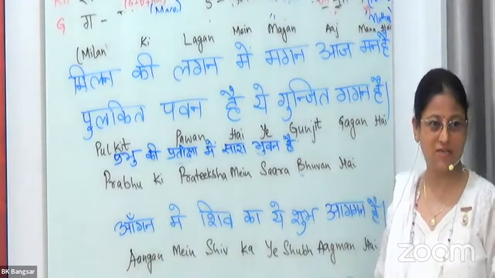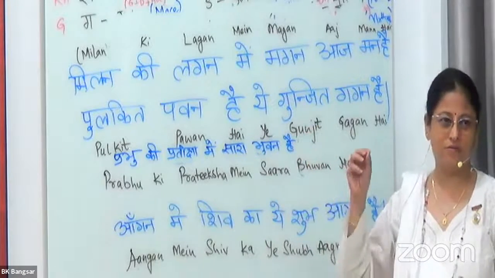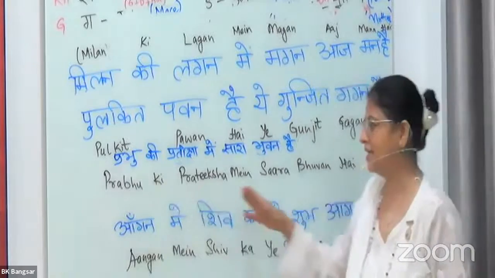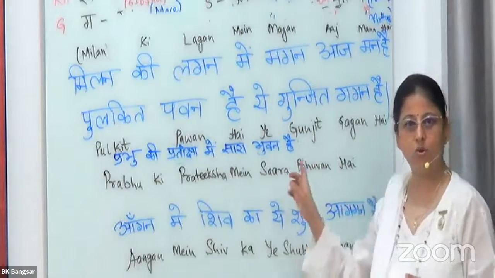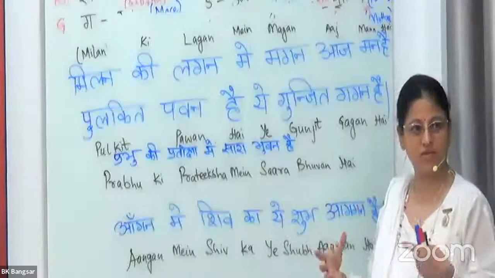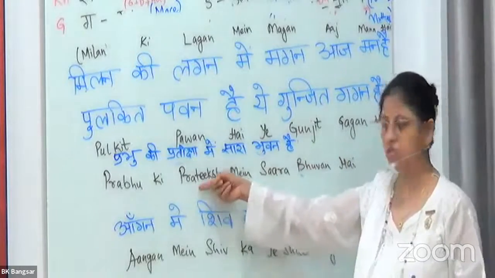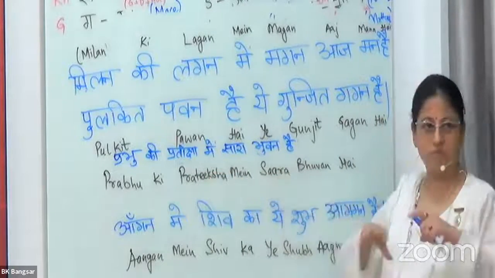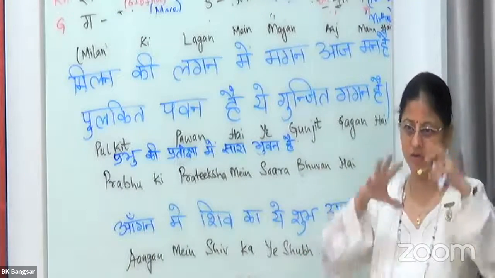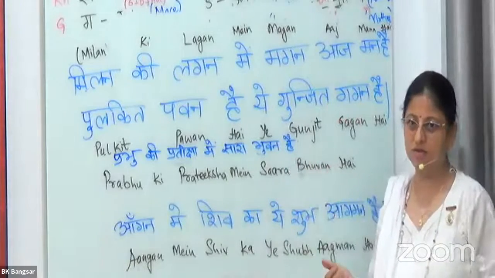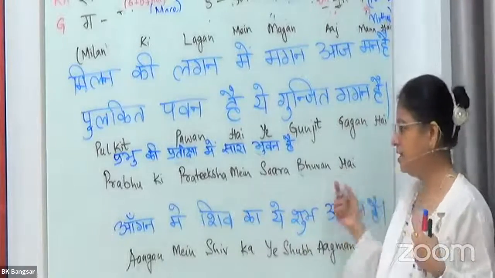Pratiksha is waiting, right? So Prabhu ki pratiksha, so you won't explain things. It will be Prabhu ki pratiksha mein sara bhuvan hai. So the whole world and the earth is waiting for the Lord to come, right? So pratiksha is waiting. Sara means the entire, right? Bhuvan is the whole earth, you can say, right? So earth together with its atmosphere, right?